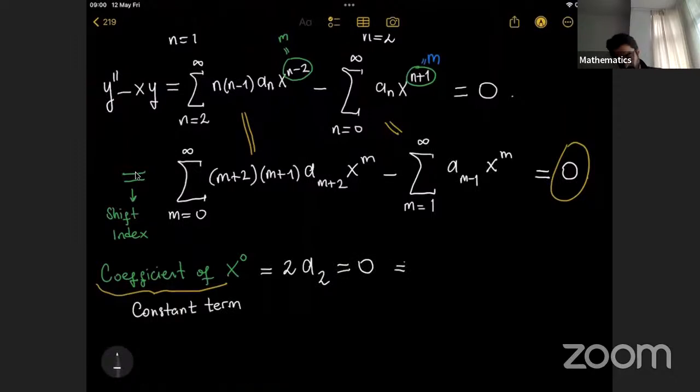So from here, a2 is equal to 0. So let's keep it on a side. Do you have any question so far?